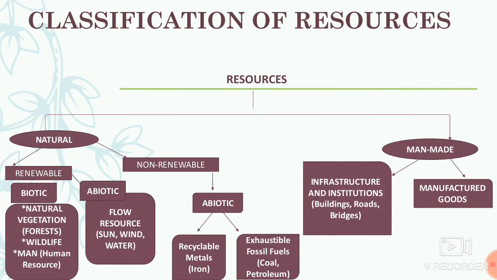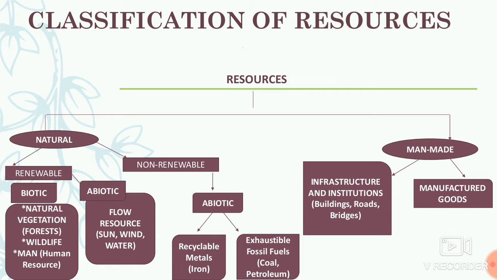Now the classification of resources. Resources have been classified into two things: natural, man-made. Further, natural is divided into renewable and non-renewable. Renewable resources are of two kinds: biotic, abiotic. Biotic: natural vegetation, forest, wildlife, human resource, man comes. Abiotic: flow resources, sun, wind, water come.